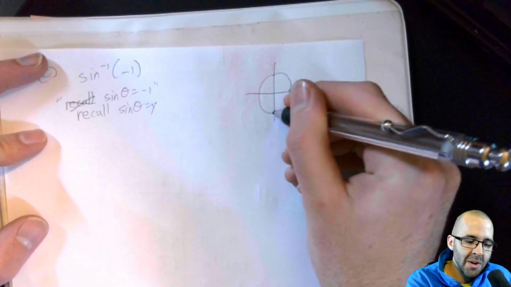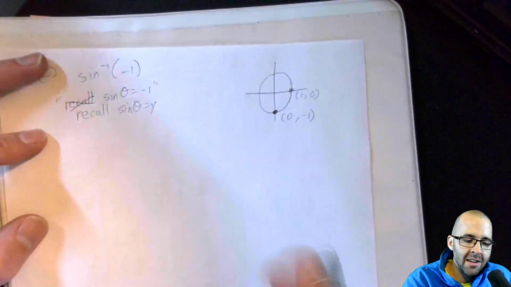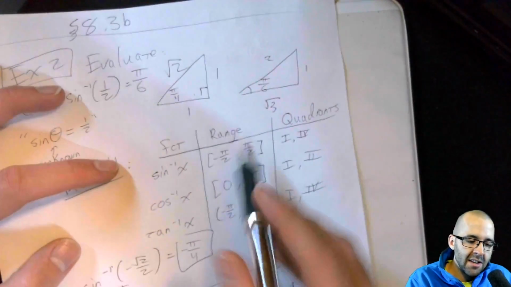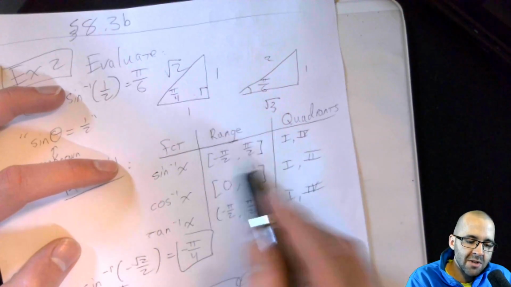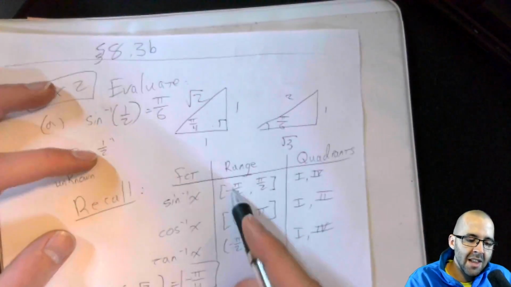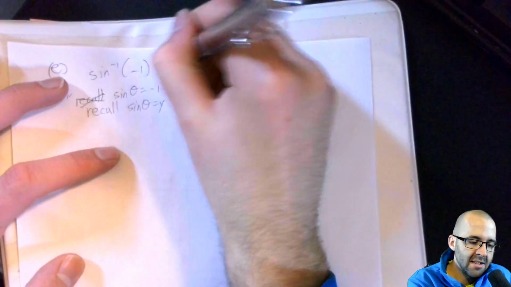All right, so this is the point. And the question is, what angle is this? There are a lot of different ways of thinking about it, but our answer is going to be in here because we're talking about sine. We need to be in the first or fourth quadrant in this range. So it's going to be negative pi over 2 right here, and that's going to be our answer.